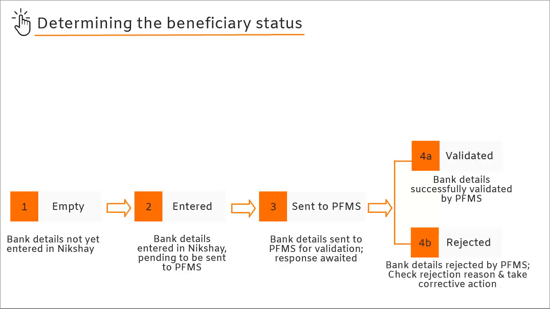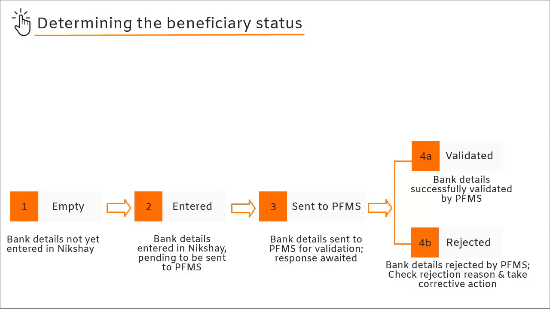If the details are incorrect due to any errors at the time of seeding, the bank account details are rejected. The status of the beneficiary is rejected. The user needs to check the rejection reason and take necessary action. This rejection reason can be accessed from two places: on the top section after clicking on the Edit button on the DBT page, and from Beneficiary Register on Nikshay Reports.